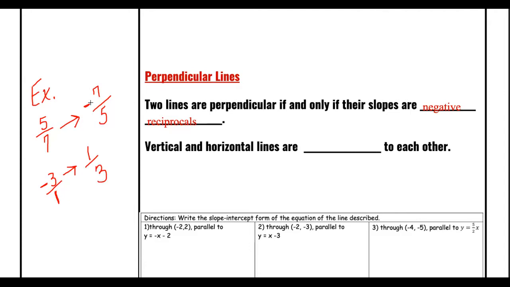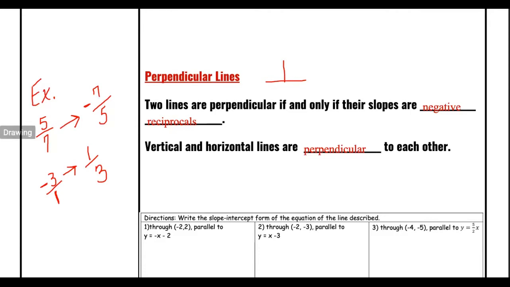These particular slopes are perpendicular to each other, right? Now, vertical and horizontal lines are always perpendicular to each other. Let's talk about the symbols. There are some abbreviations for perpendicular. You may see this, or you might want to use it. It's an upside down T, which is the symbol for perpendicular.